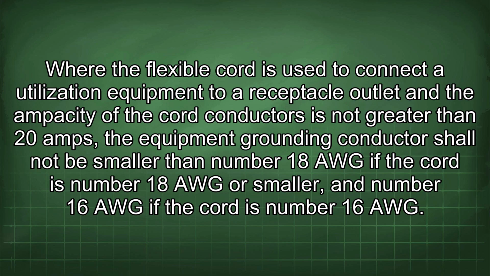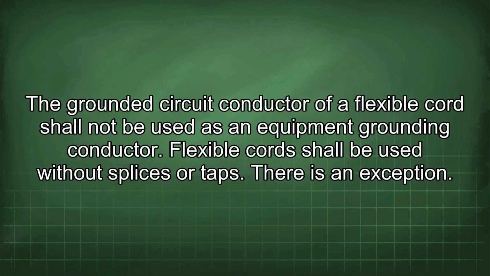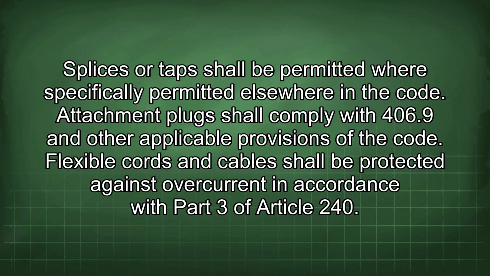The grounded circuit conductor of a flexible cord shall not be used as an equipment grounding conductor. Flexible cords shall be used without splices or taps. There is an exception. Splices or taps shall be permitted where specifically permitted elsewhere in the code. Attachment plugs shall comply with 406.9 and other applicable provisions of the code. Flexible cords and cables shall be protected against overcurrent in accordance with Part 3 of Article 240.